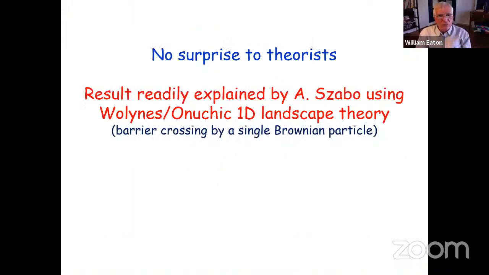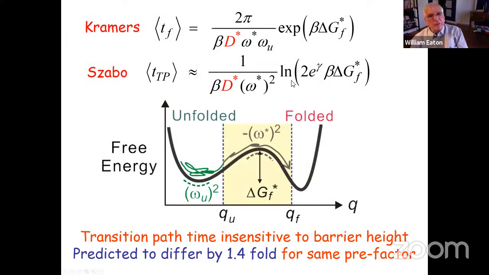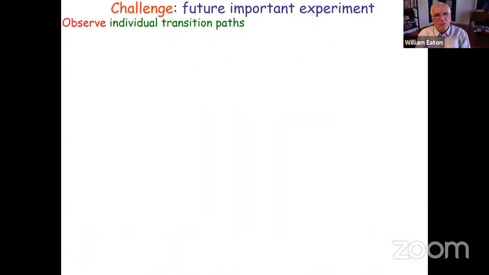But this is no surprise to theorists. The results are readily explained by Attila Szabo using Wolynes and Onuchic's 1D landscape theory, which is a barrier crossing by a single Brownian particle. Kramers told us that the folding time depends exponentially on the activation free energy barrier height. Attila's formula shows that the transition path time depends logarithmically, which means it's essentially insensitive to the height of the barrier. And if you use the same curvatures and the same diffusion coefficients in these formulas for the two proteins, then Attila's formula predicts that we should only see a 1.4-fold difference for the slow folding and the fast folding protein that we study.